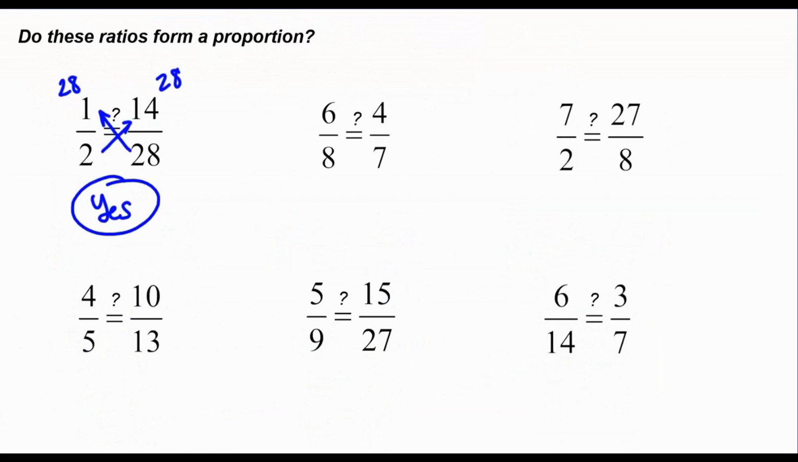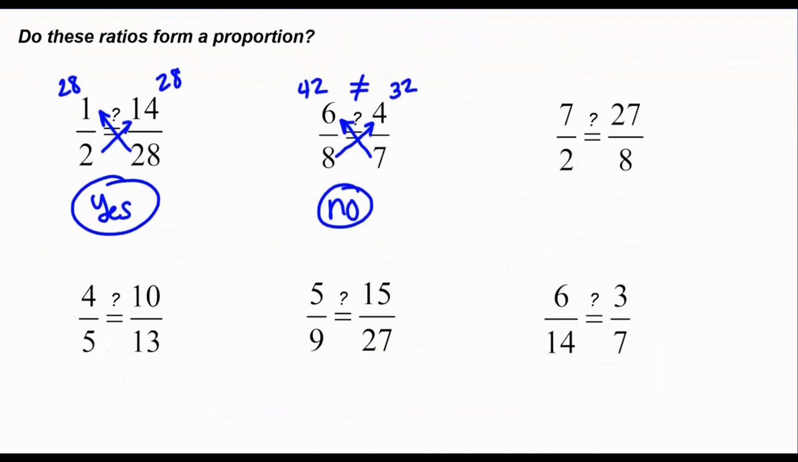What about 6/8 and 4/7? Are these two ratios equivalent, or do they form a proportion? I'm going to check the cross products. 7 times 6 is 42, and 8 times 4 is 32. These are not the same cross product, so no, these two ratios are not equivalent. They do not form a proportion.